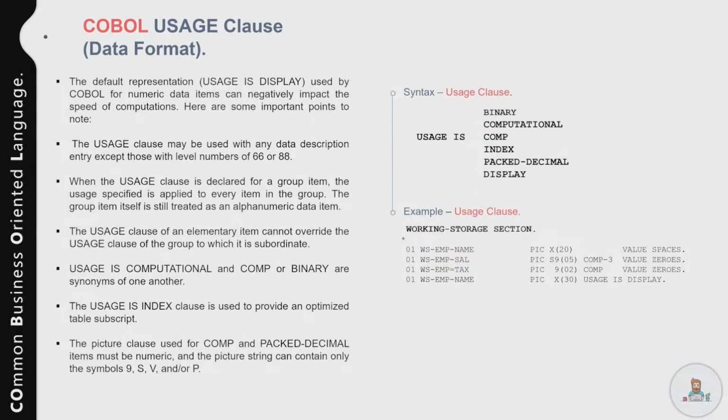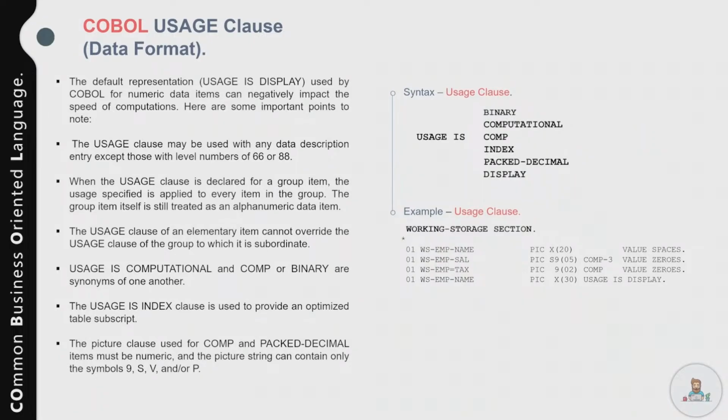Now let's talk about our example. In the following example, we have the working storage section where we have defined a couple of variables. The first one is WS-EMP-NAME, defined as PIC X of 20, and the initial value is spaces. We have not used any usage clause for this, so the default is usage is display. The next one is WS-EMP-SAL. In this case, we have used PIC S9 of 5 COMP-3, and the initial value is 0.